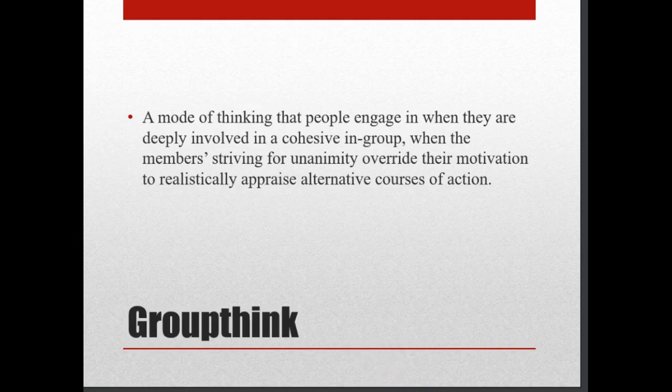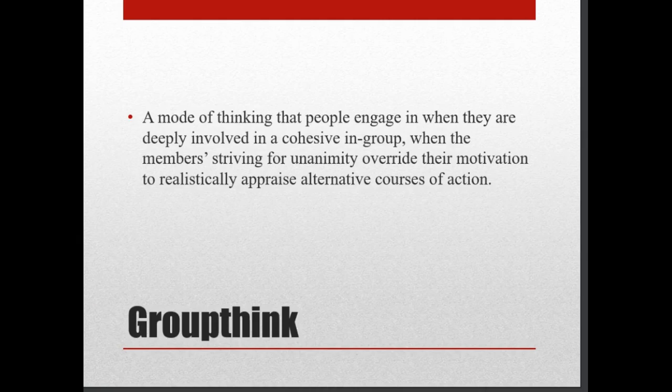And groupthink is actually a historical term. It's shown up in many historical examples of bad decisions, and lots of groups can fall into groupthink. Ultimately, it's where in a really cohesive group, the members are striving to be unanimous, and that striving to be unanimous and cohesive overrides their motivation to realistically appraise alternative courses. So they make bad decisions because they're trying to appear unanimous and cohesive. And this happens a lot in government, in corporations, when they're trying to appear as a united front, and then they fall victim to groupthink.